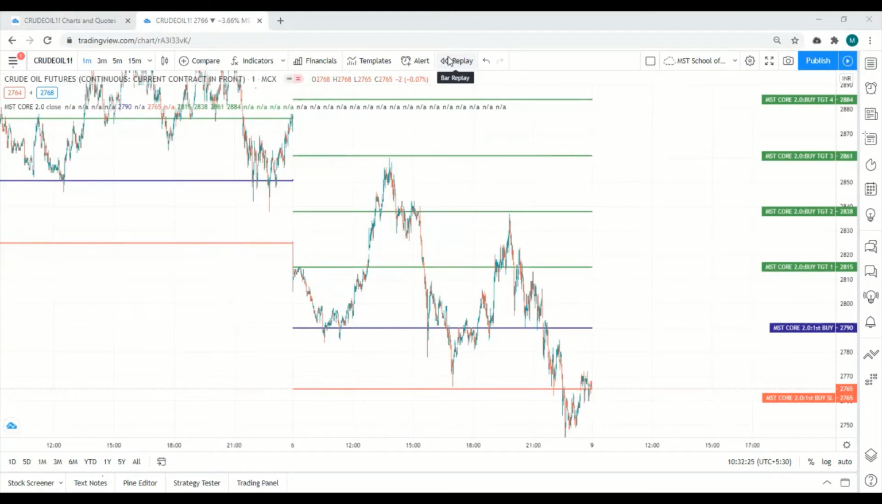Suppose if SL hit here, what we have to do? See here, the low made was 2766, but our SL is 2765. So still our buy is valid. Okay, our SL is not hit. Again, see, first target entry done, first target done, and second target done.